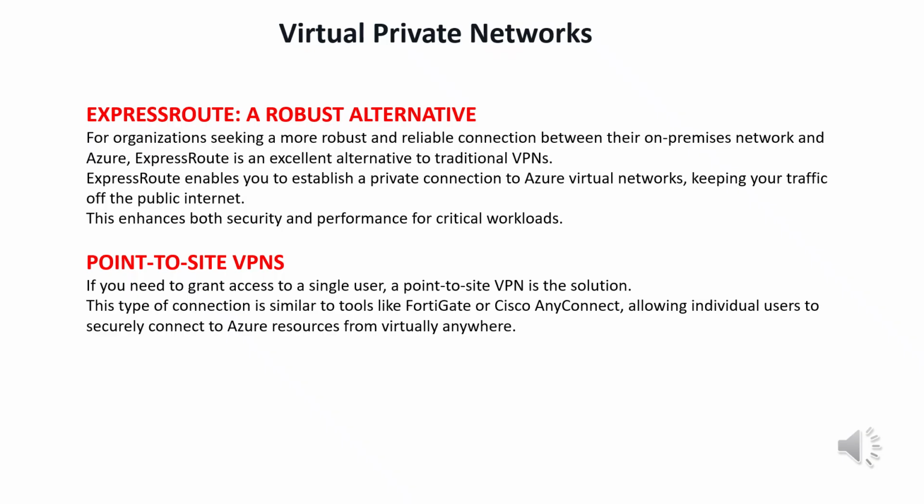If you need to grant access to a single user, a point-to-site VPN is the solution. This type of connection is similar to tools like FortiGate or Cisco AnyConnect, allowing individual users to securely connect to Azure resources from virtually anywhere.